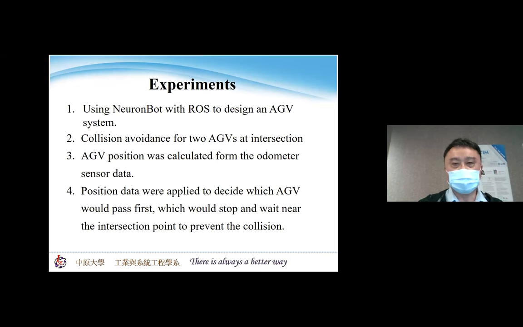That's one contribution of this conference paper. Then after we design that, we conduct some experiments, and we use two Neuron bots with ROS to communicate with each other, and we do some experiments to avoid the collision at the intersection. And basically, here is the primary one. We just use the odometer or the encoder on the wheel to compute the traveling distance. And then we calculate the position of two AGVs, okay? And the position of the AGVs is just sent to the cloud, and the central computer will know where the AGVs are now, and they communicate with each other.